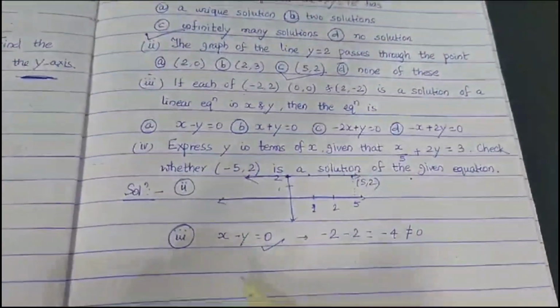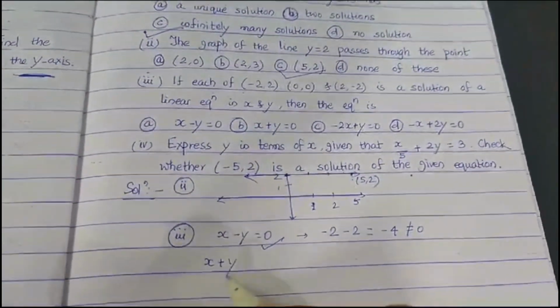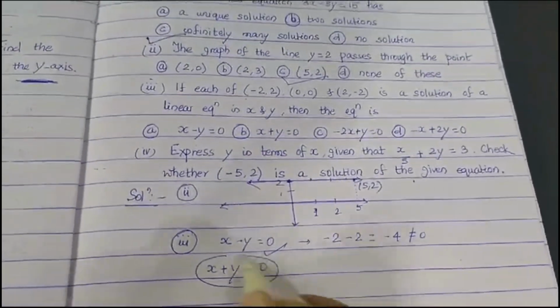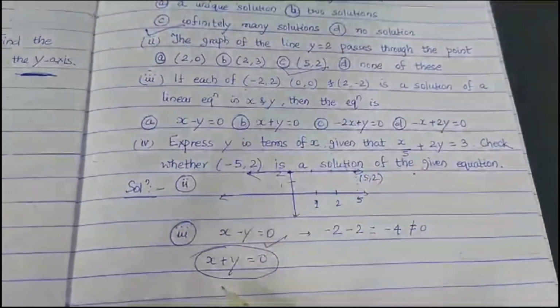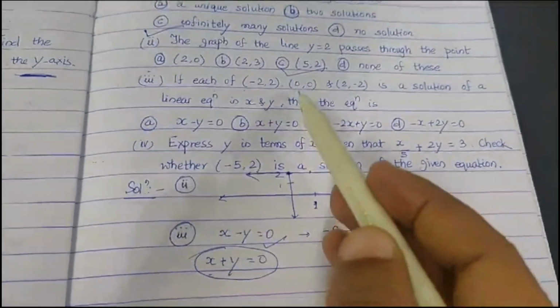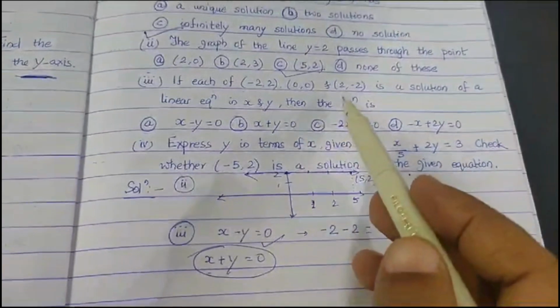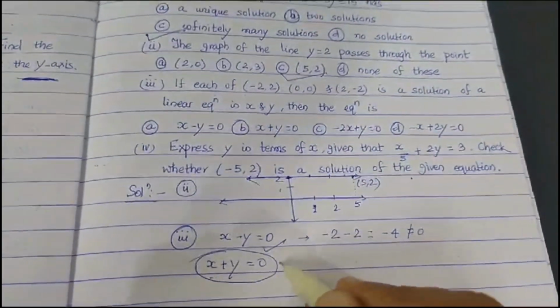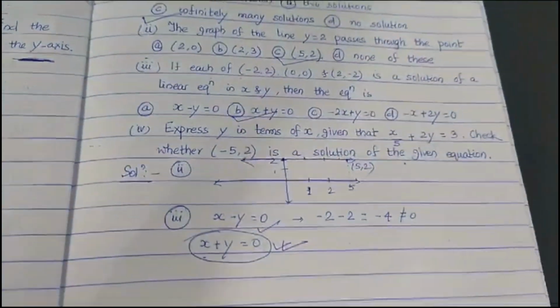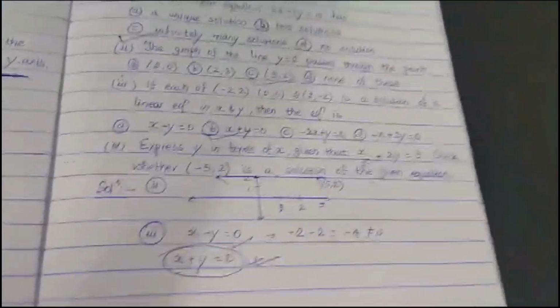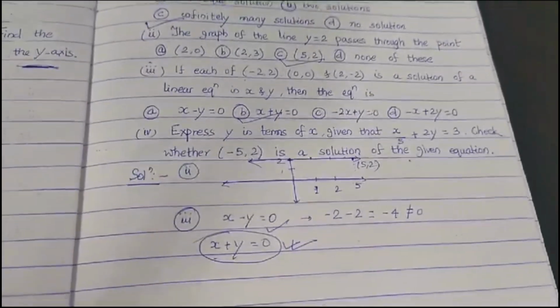Let us take the second one, x plus y equal to 0. If you see, all of the points given here will satisfy this equation. Minus 2 and 2, so minus 2 plus 2 equal to 0. 0 plus 0 equal to 0. 2 minus 2 equal to 0. So basically this will be our answer, x plus y equal to 0. It will satisfy all the points we have been given here. Okay, so this is the solution.